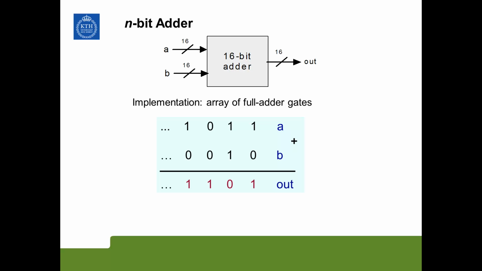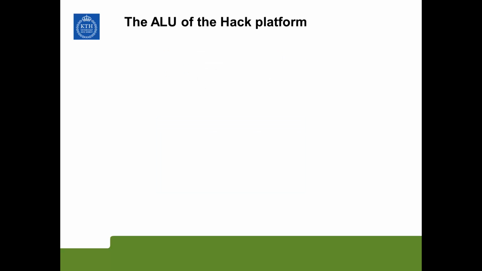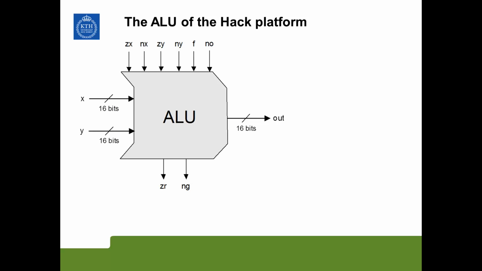We now come to the ALU of the hack platform. This is a large complex circuit that takes 2 16-bit inputs and creates a 16-bit output. The function that the ALU will perform is set by 6 different control bits. The ALU also generates 2 status bits. One which is true if the result coming out here is 0, and one which is true if the result coming out here is negative.